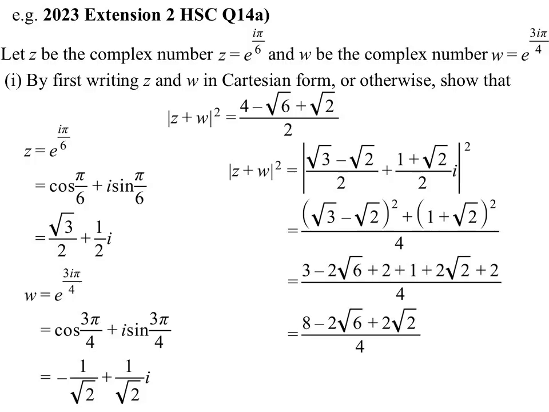And what do you know? We end up with 8 minus 2 root 6 plus 2 root 2 over 4. But there's a common factor of 2 in that. We get what they're looking for. That was the first part of the question.